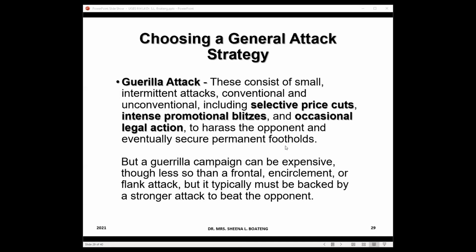So from what we have learned, some of these attacks, though they are available to all market challengers, should be distinguished depending on how much resources the market challenger has at their disposal to spend. Richard, please go ahead.